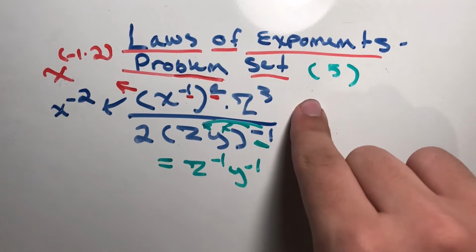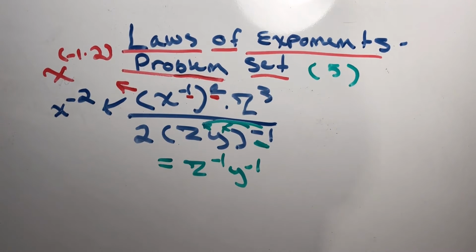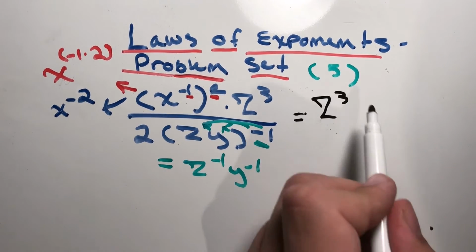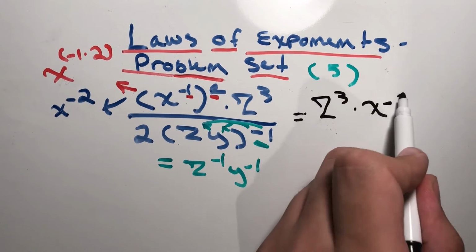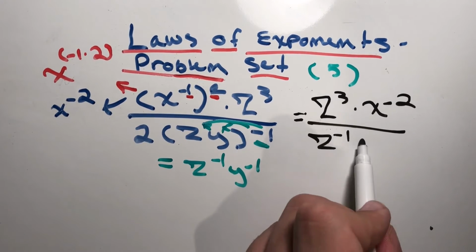We have a z on the top, right? The y may not change, but that's okay. We're ready to begin. So we can rewrite this whole thing. This is equal to, put the z out here, z cubed times x to the negative 2, divided by z to the negative 1, y to the negative 1.